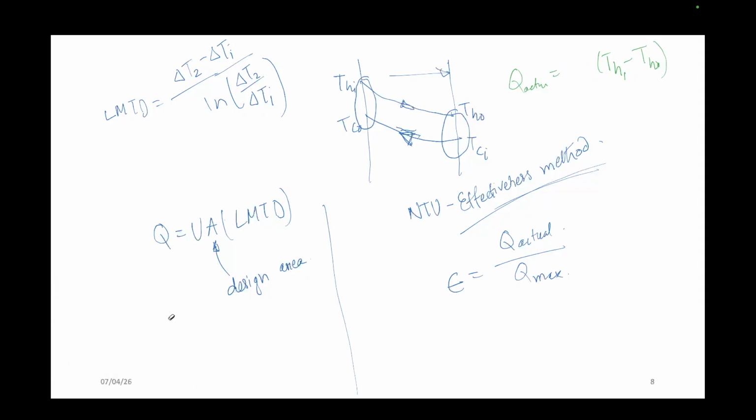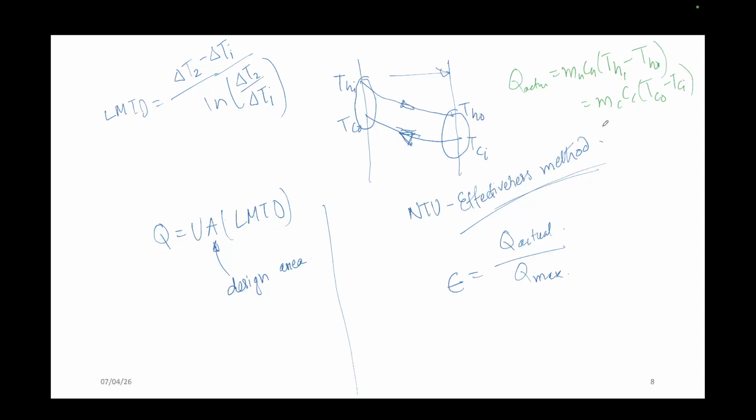I have just written it wrong. This is mH CH times (THI minus THO), and I can write mC CC times (TC outlet minus TC inlet). That type of formula you can use.